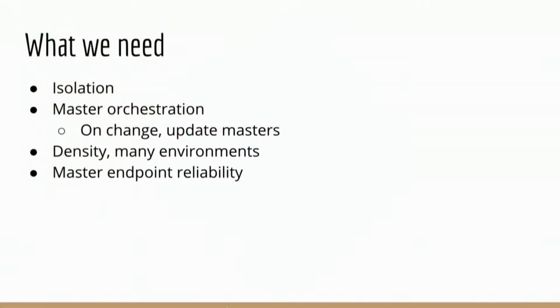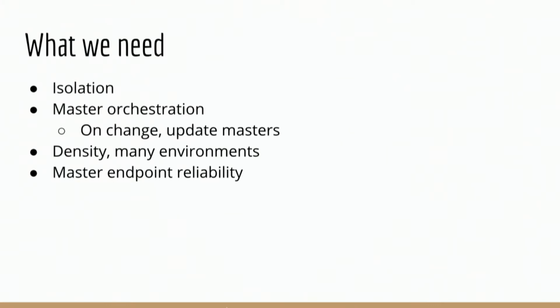So what we really needed was master orchestration, where if there's a change for an environment, it goes out, it updates the masters, sort of just is magic and it just works. If it's working well, it's just magic, right? It just has to work. And then obviously we need isolation and density. This is a key one that people forget.